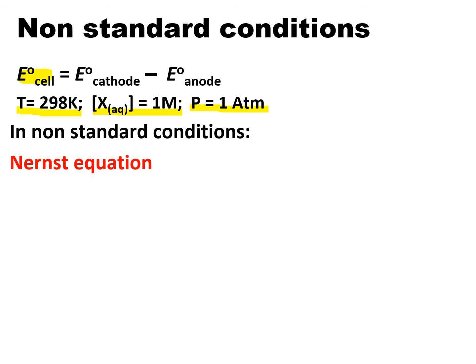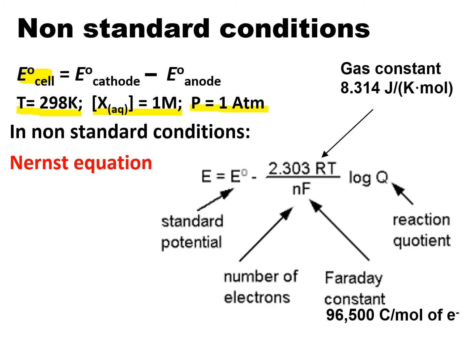So if we are in a non-standard condition, we use the Nernst equation, and that consists of making a correction to this standard cell potential. So you still have the standard cell potential here. This one in green is the potential in non-standard condition. It's equal to the potential in standard condition in yellow, and then there is a correction factor. So you need to subtract this whole chunk of the equation.